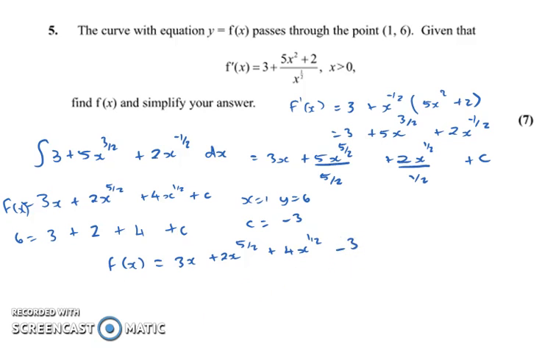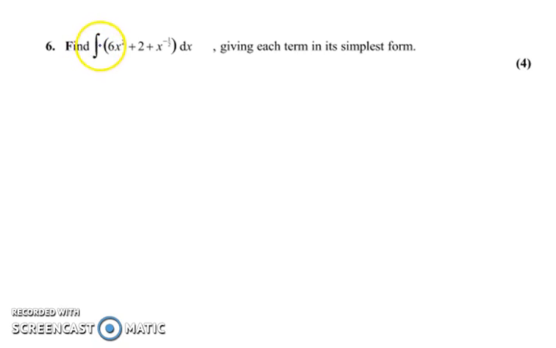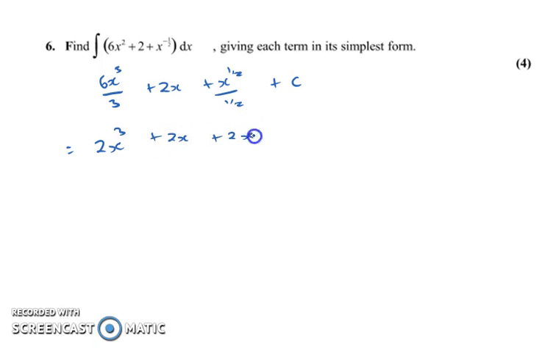Finished. Okay, moving on to question 6. This one isn't so bad. We can integrate this straight away. We get 6x cubed divided by 3 plus 2x plus x to the half divided by a half plus c, which simplifies to 2x cubed plus 2x plus 2x to the half plus c. And that one's finished.